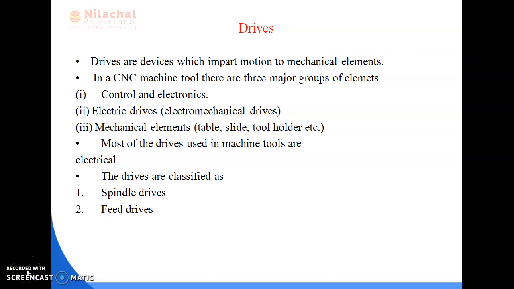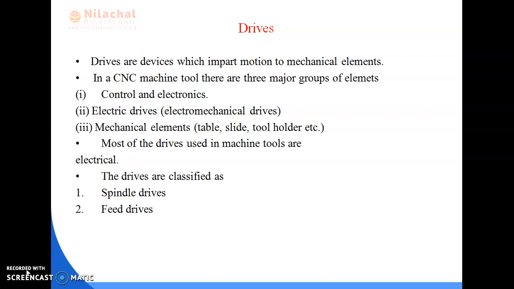Next part is drives. Drives are devices which impart motion to the mechanical elements. Means these are the parts which are responsible for creating the motion. In a CNC machine tool, there are three major types of elements.